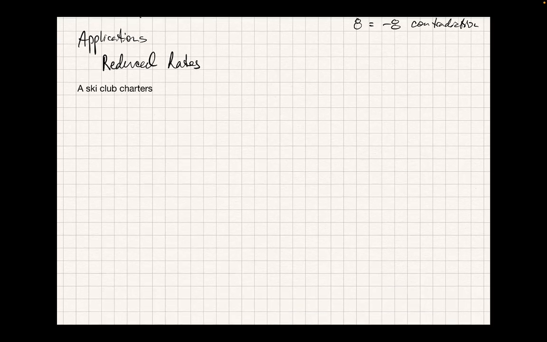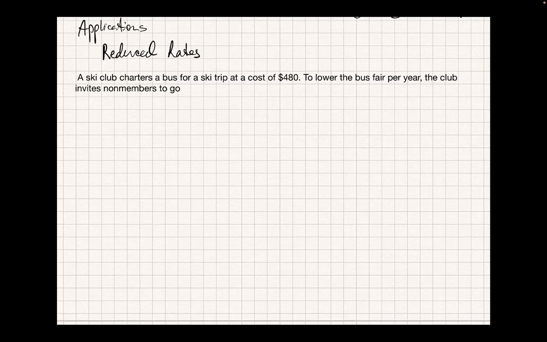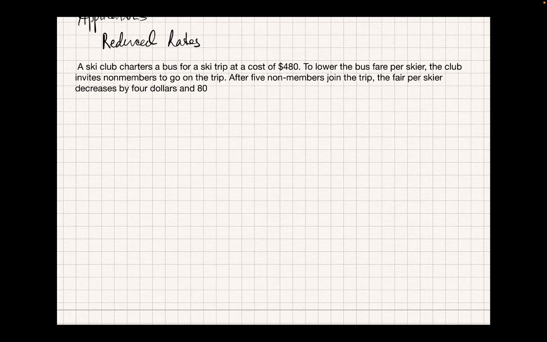A ski club charters a bus for a ski trip at a cost of $480. To lower the bus fare per skier, the club invites non-members to go on the trip. After 5 non-members join the trip, the fare per skier decreases by $4.80. How many club members are going on the trip? You got that from WebAssign.